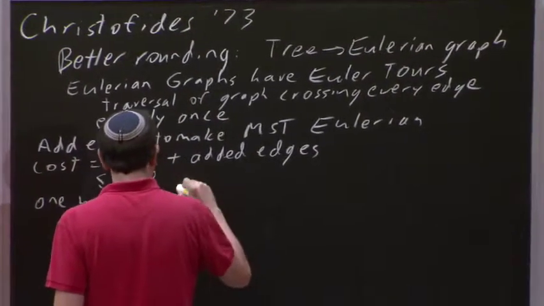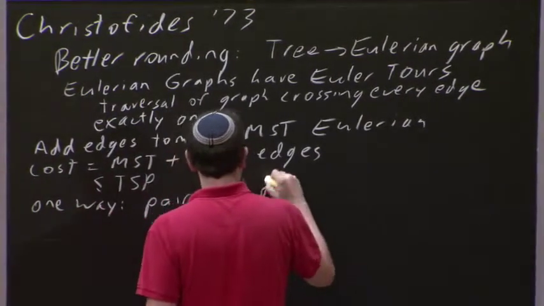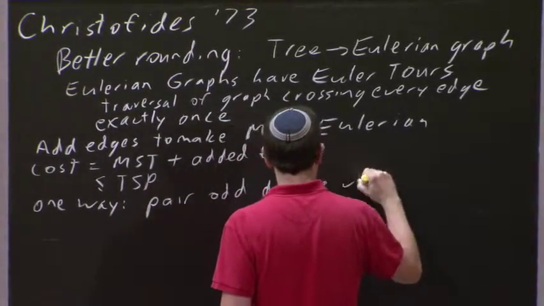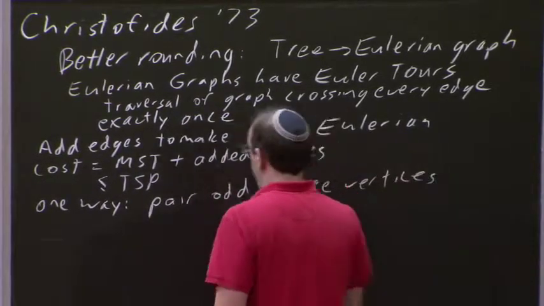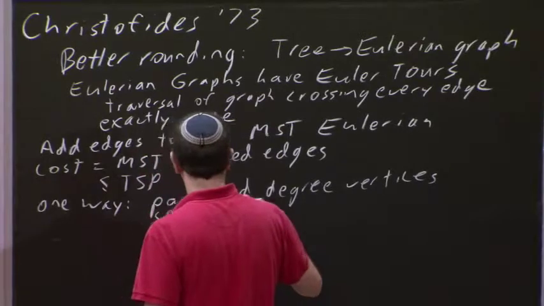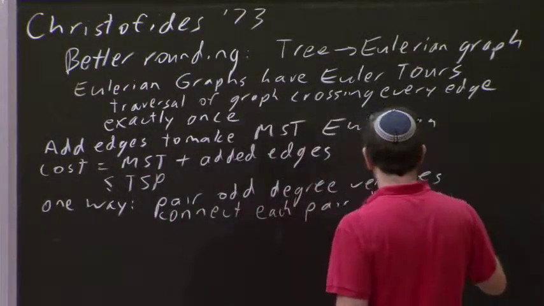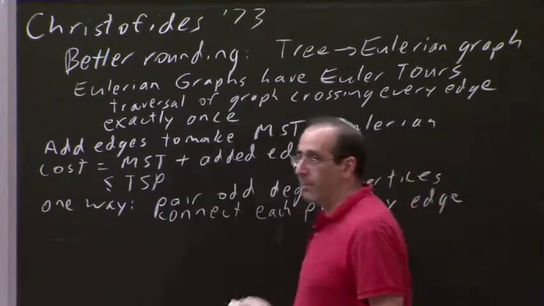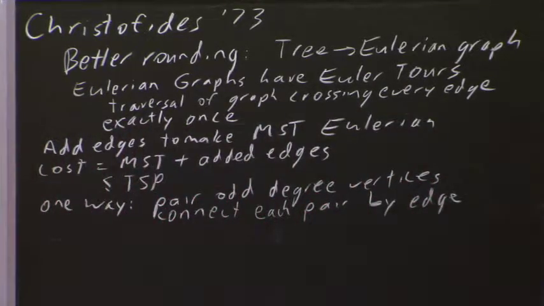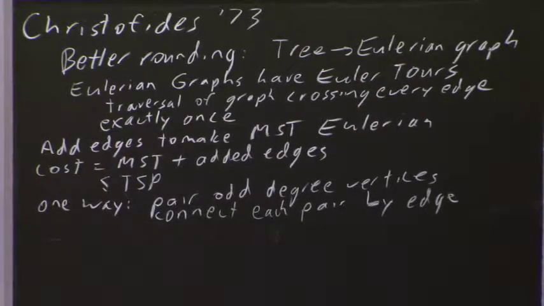One way is to pair the odd degree vertices and connect each pair by an edge. And remember, we're assuming we have this complete graph with triangle inequality, so that edge exists to do the connection.